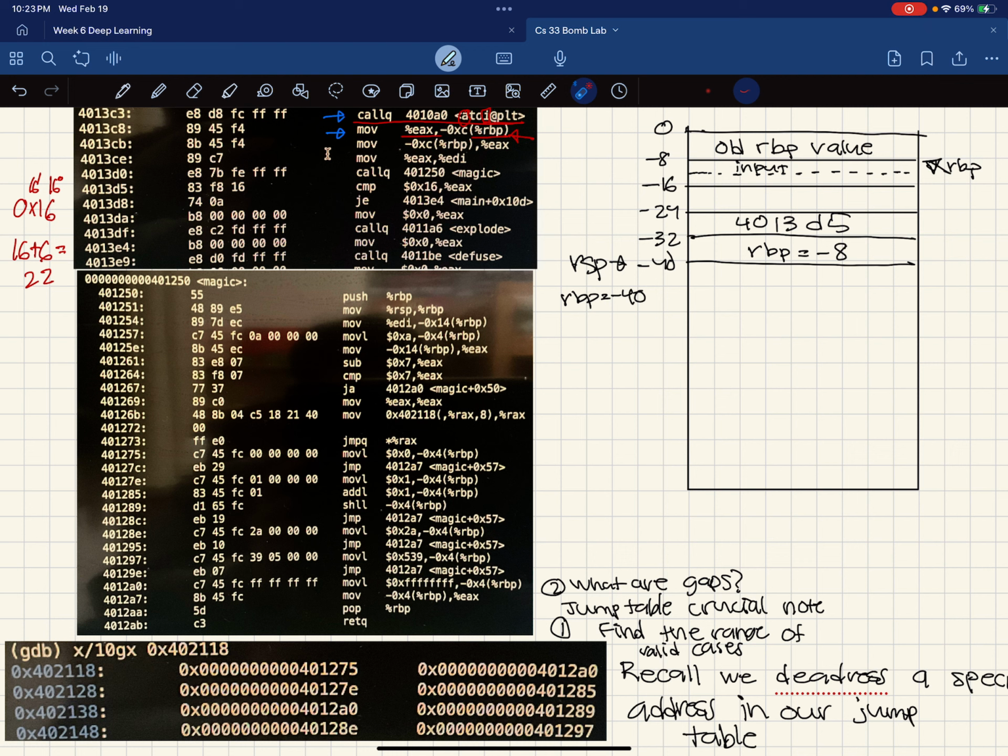Okay, now we're gonna move RDI, which is the same as our input, if you remember, into negative 0x14 of RBP. Okay. So remember, RBP is now at negative 40. Let's write that. And negative 14 would look something like this. Okay. So negative 14 would be equivalent to 16 plus 4, which is equal to 20. So this is 20 down.